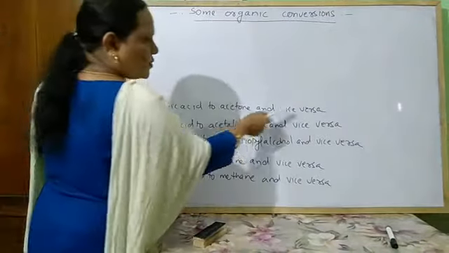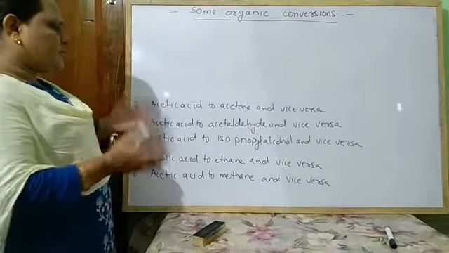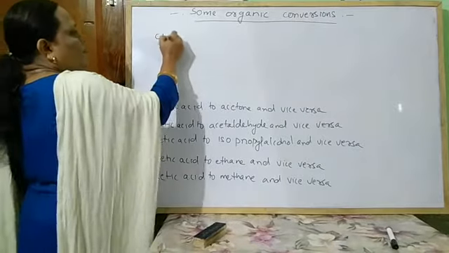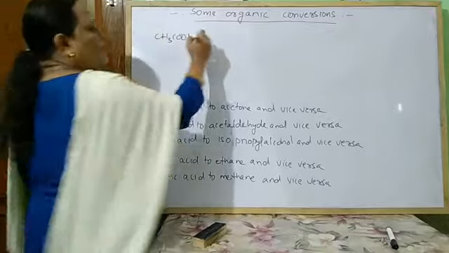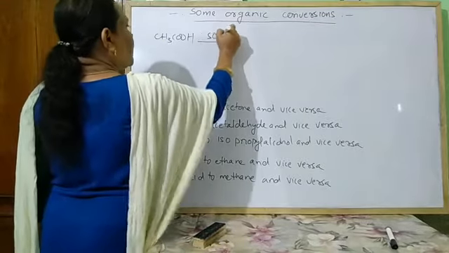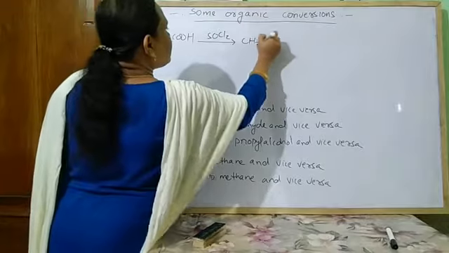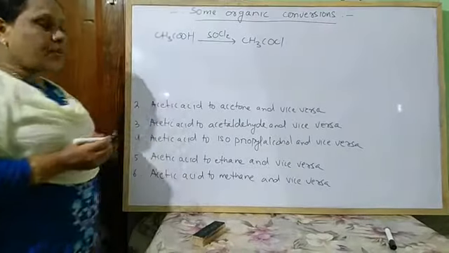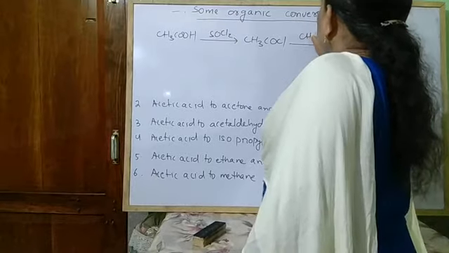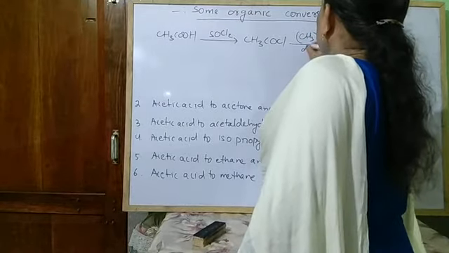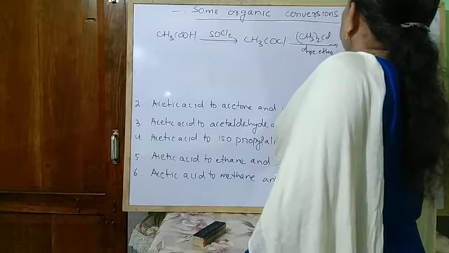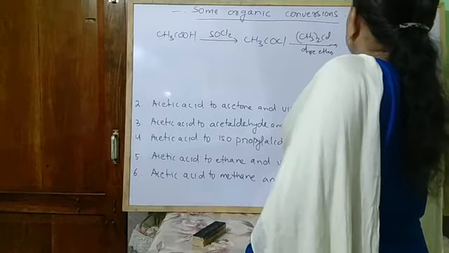Acetic acid to acetone and vice versa. Different methods are there. Suppose I write here method 1, acetic acid to acetone. Look here, acetic acid when treated with thionyl chloride first forms acetyl chloride. And you know how to prepare acetone from this. When acetyl chloride is treated with dimethyl cadmium in presence of dry ether, it forms acetone.